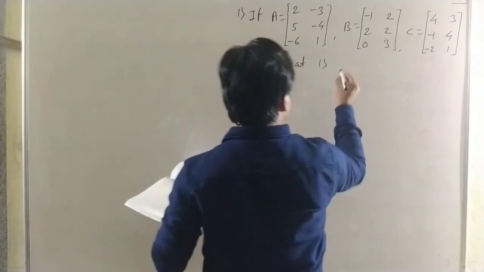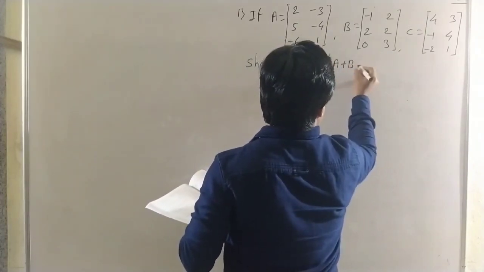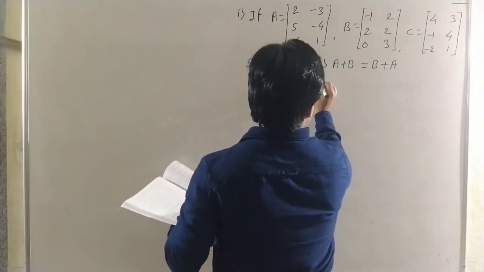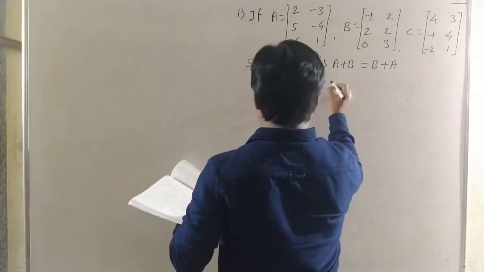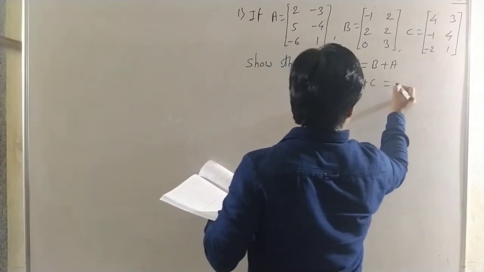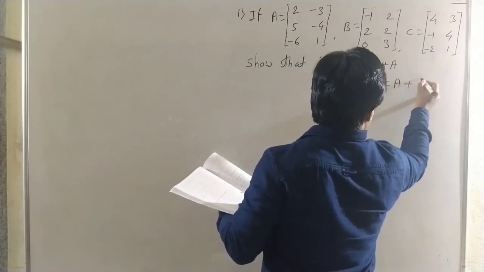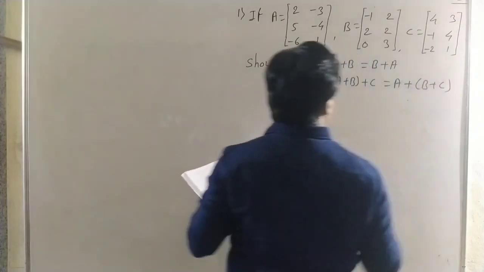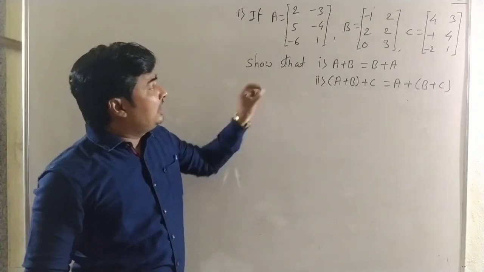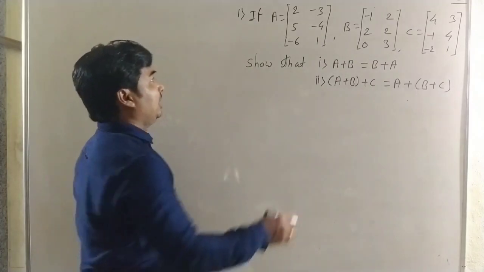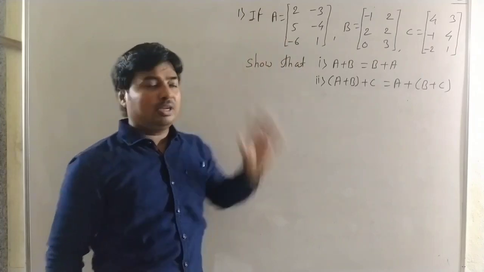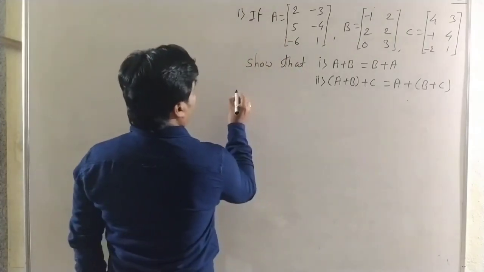number 1, A plus B is equal to B plus A, and number 2, A plus B plus C is equal to A plus B plus C. Now these are simple examples. Here we only take the addition of the corresponding elements, and for the addition the digits are very low, below 10. Here is the simple addition. See carefully here.